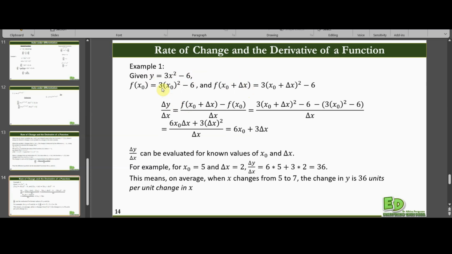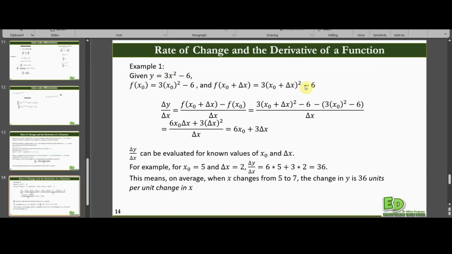So we'll say 3 into bracket x0, or x subscript 0, all squared minus 6. And then our f of x0 plus change in x is 3 into which 3 is the what? The coefficient of the first term, which is 3x squared. Coefficient of this 3x squared is 3. So 3 into bracket x0 plus what? Change in x all squared minus the 6 we have here, right?